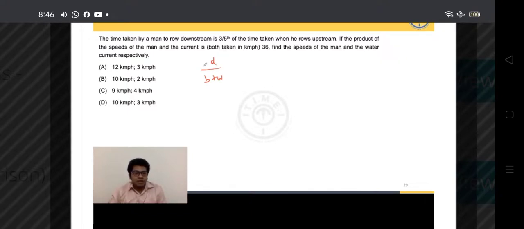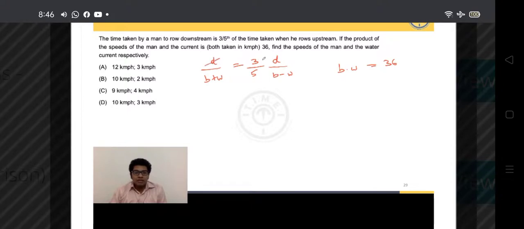Okay. So time taken by man to row downstream, this is the down speed, sorry, this is downtime, is equal to 3/5 of the time taken when he rows upstream. What is upstream? Up distance divided by uptime. What is uptime? B minus W. Okay, if the product of the speeds of the man and current both taken in kilometer per hour is 36, if the product of the speeds of both man and current, which is B into W, is given as 36, find the speeds of man and water current respectively.